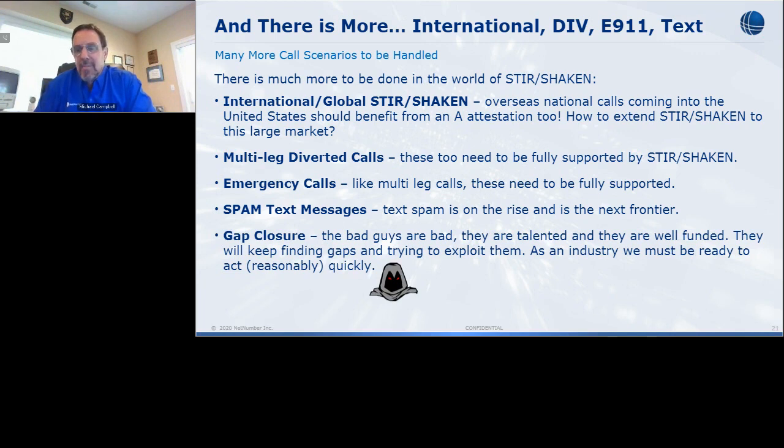The bad guys are bad, but they're smart, they're well funded, and they're really motivated. They like making money. They're going to keep finding gaps in the armor that we're putting up with Stir Shaken, and they're going to try to exploit them, just like they've done moving to small networks, moving to text messaging, and so on. We as an industry are going to have to keep reacting to that. We're going to have to keep innovating, and we're going to have to keep pushing them out. Maybe it's a game of whack-a-mole, but eventually I think we can knock them entirely off the telecom network.